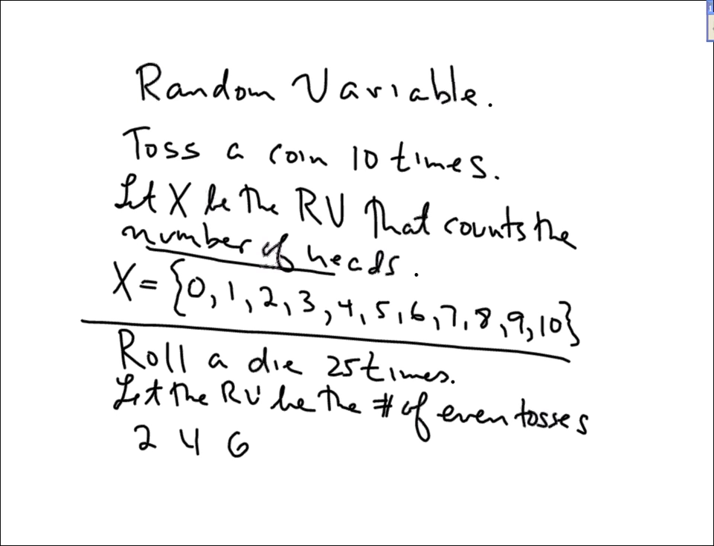You can even say, let the random variable be the number of 3, 5, and 6s. However you define it, whatever the random variable counts, let the random variable X be the number of times 3, 5, or 6 come up. So a random variable counts things. If you have 3 children, you can let the random variable be the number of boys.